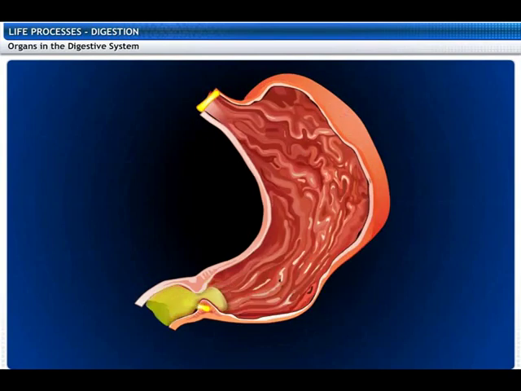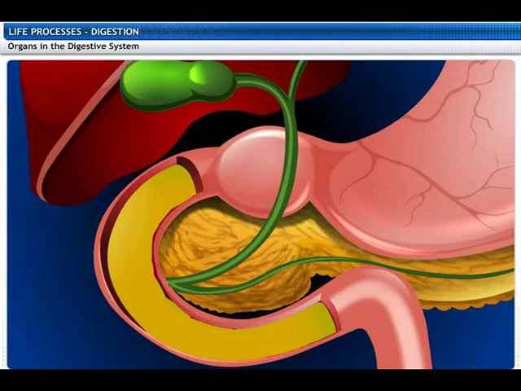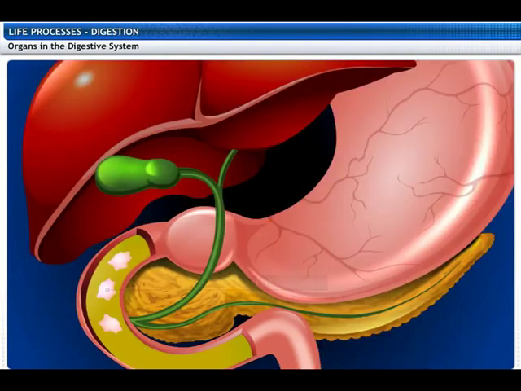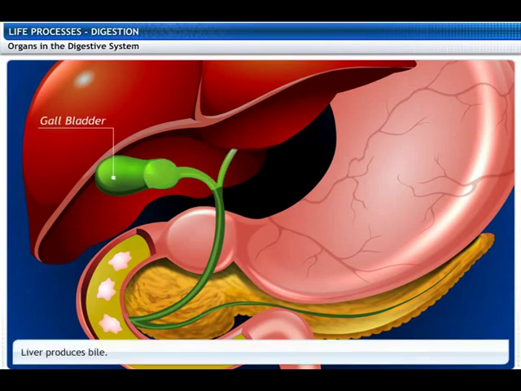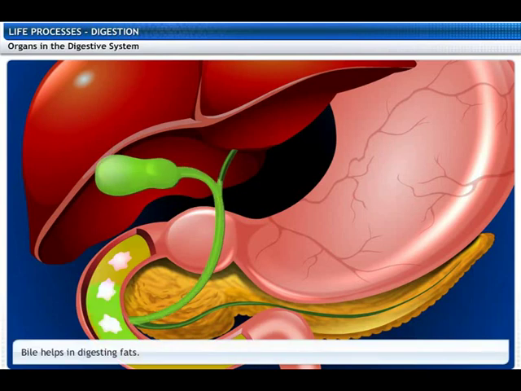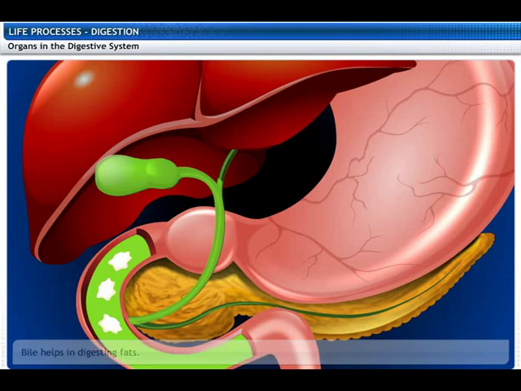The acidic food from the stomach reaches the first part of the intestine called duodenum. In the duodenum, fats are present in the form of large globules, which makes it difficult for the enzymes to act on them. These fats are broken down by the bile juice secreted by the liver. The liver is a digestive gland that produces bile, which is stored in the gallbladder until it is required. Bile contains bile salts that break down the fat into smaller globules.